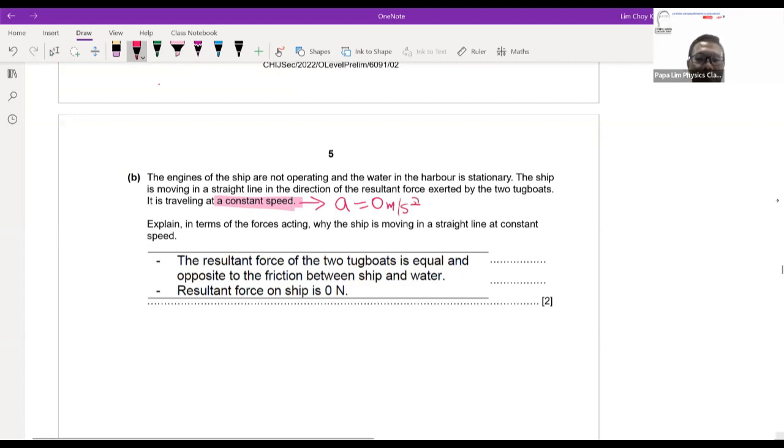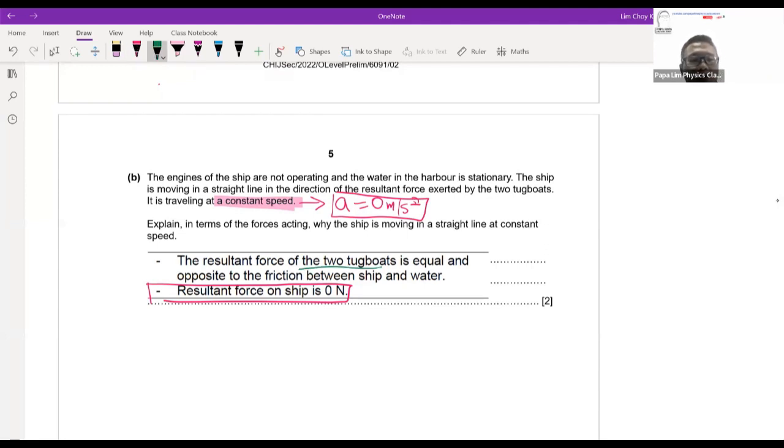Now, why is it moving in a straight line at constant speed? Because we are able to derive that the acceleration of the object is 0 meters per second square. Based on this information, it tells us that the resultant force on the object is actually 0. And once I know the resultant force is 0, it implies that the forces are a balanced system.